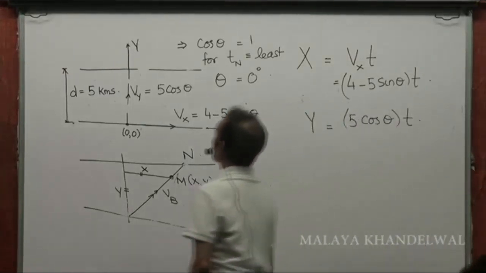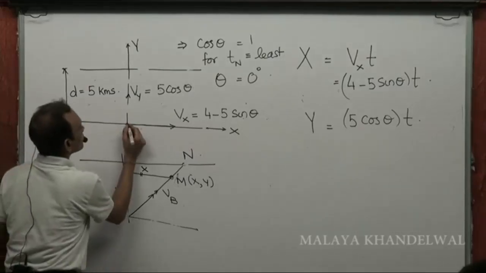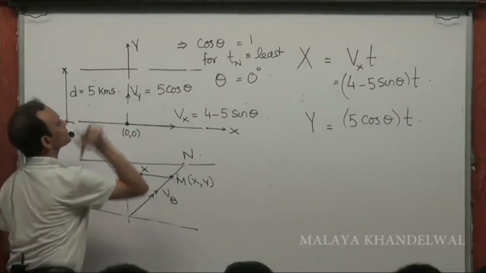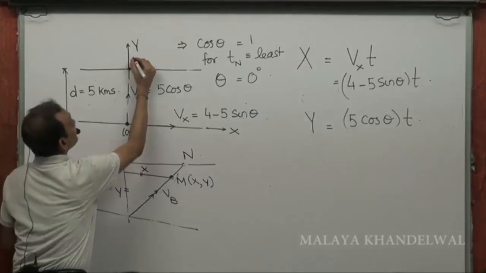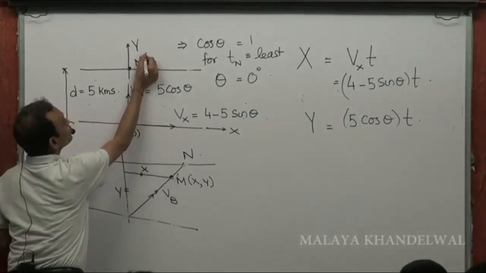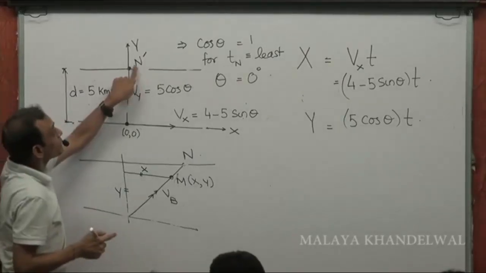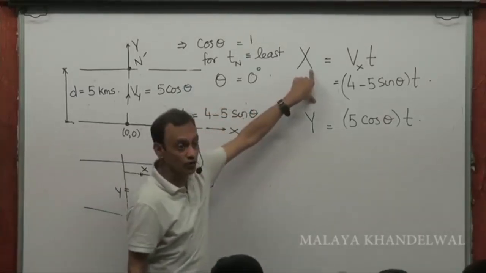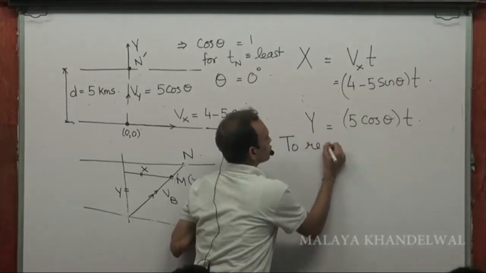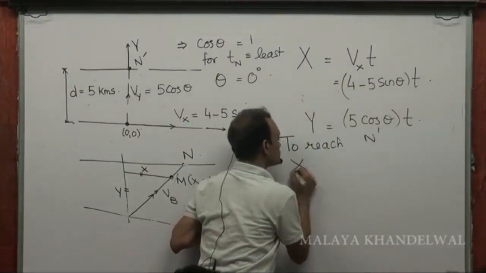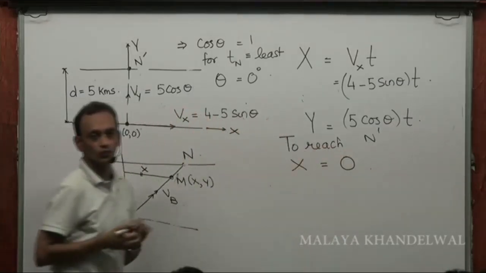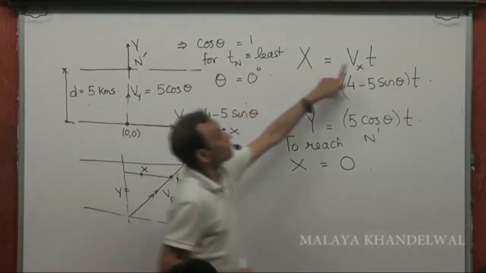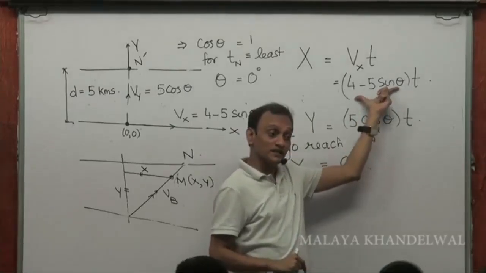Now, suppose this is where the boat starts, under the influence of a Vx, which is this, and Vy, which is this. And you want N to be a point here. Let's say you want the boat to reach this point N prime. Now, in order that it can reach N prime, realize that its drift in the horizontal direction must be 0. X must be 0. Yes or no? Right? To reach N prime, X must be 0. So if X is 0, that means 4 minus 5 sine theta must be 0.